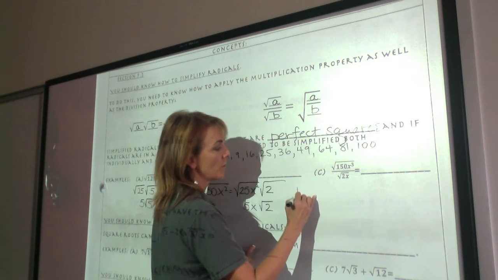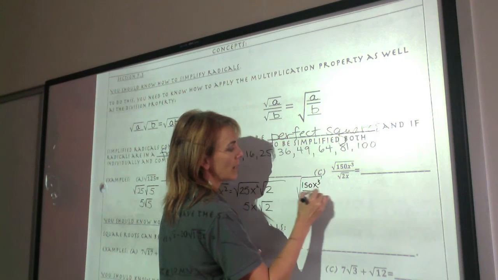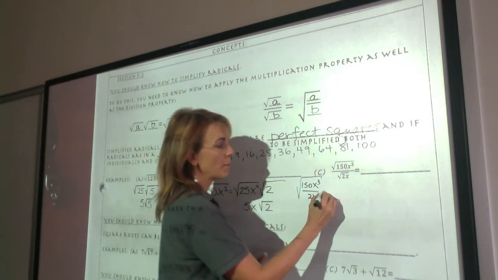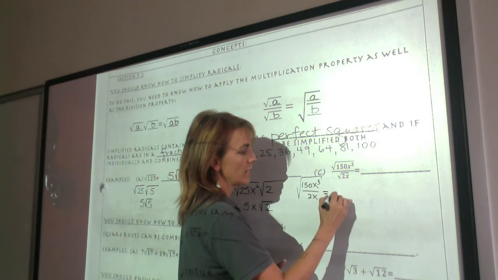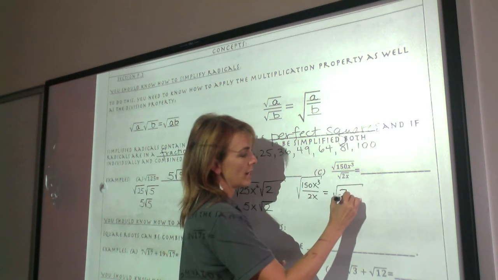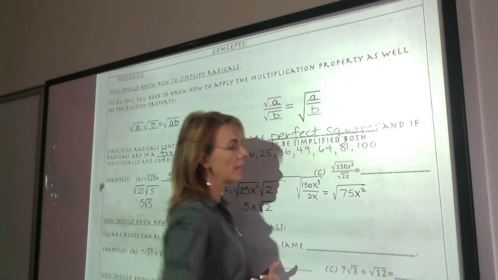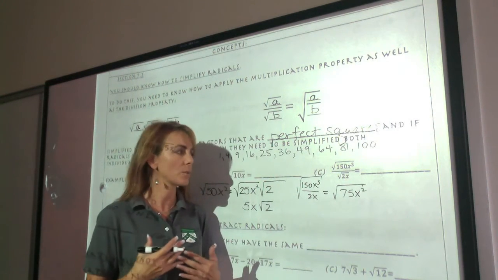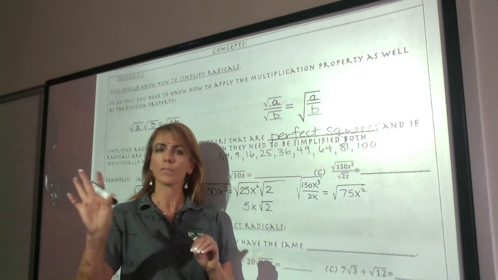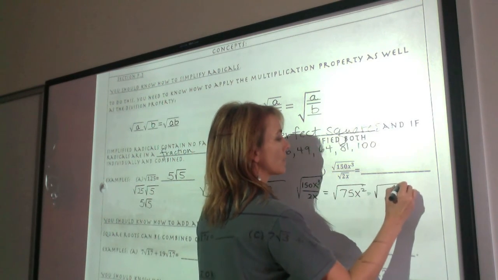I'm going to take this whole thing and put it under a single radical. So 150x cubed divided by 2x. So I've taken these two radicals and put them into one. Now I'm going to take that fraction and divide the fraction. So 150 divided by 2 is 75, and the x cubed divided by x is x squared. Now I'm going to take that 75x squared that's under the radical, break it apart into two factors, one that includes all the perfect squares and one that does not. Okay, so I think that would kind of look like this.